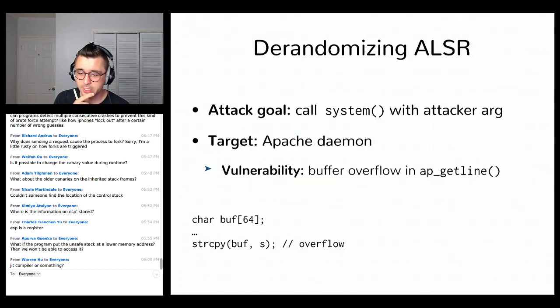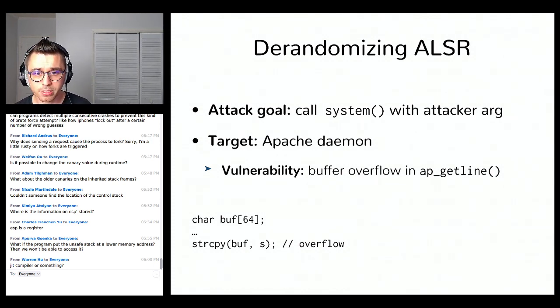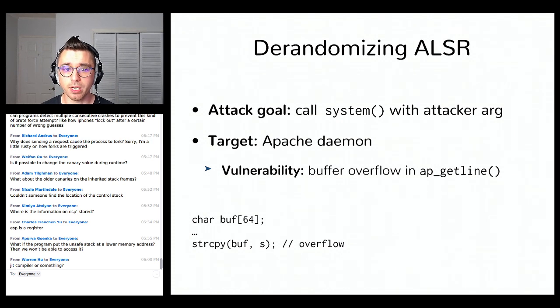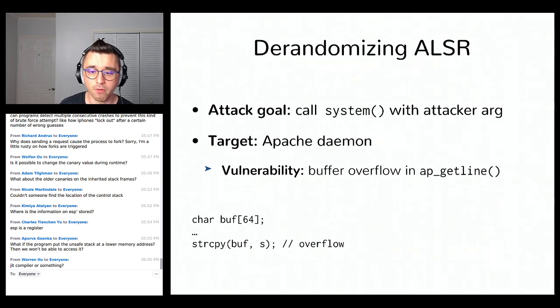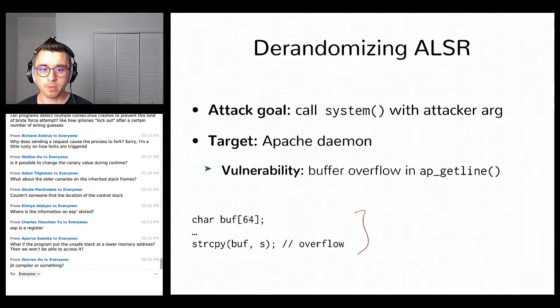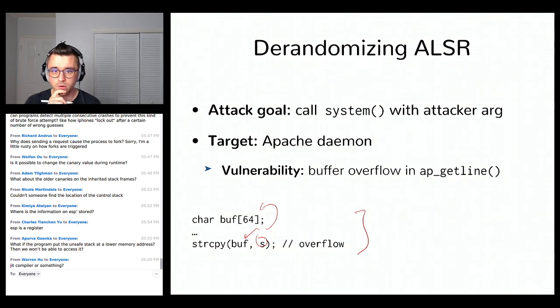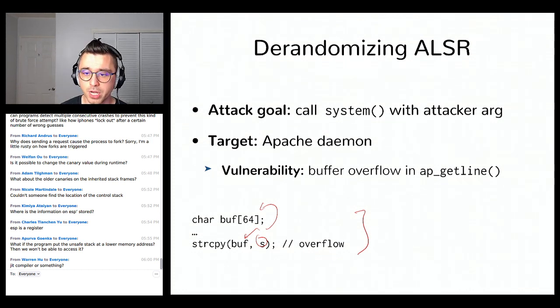Okay, so let's take a look at how we de-randomize ASLR. As an attacker, our goal is to call system with an attacker argument. Our target, again, is the Apache web server or the Apache daemon. This thing actually had a buffer overflow in ap_getline, which gets a line from a remote location. It looks something like this, where we strcpy some user controlled string into buff, and buff has 64 bytes. So this was an unchecked strcpy, and we're going to take advantage of it, right?